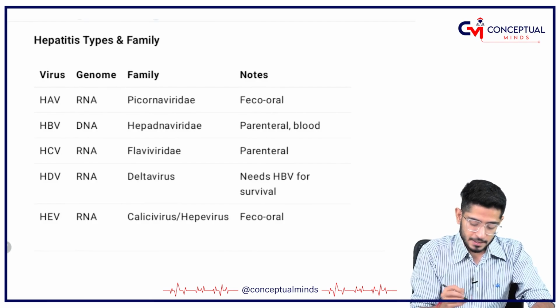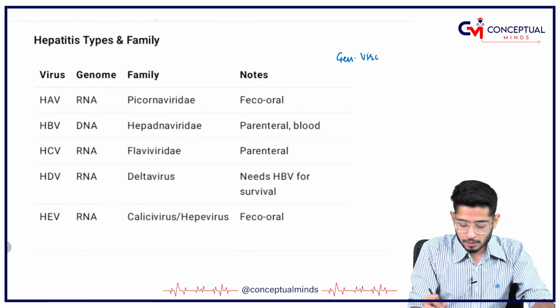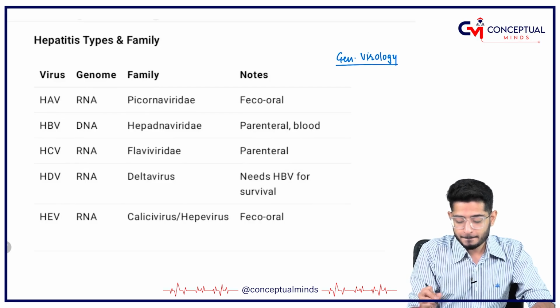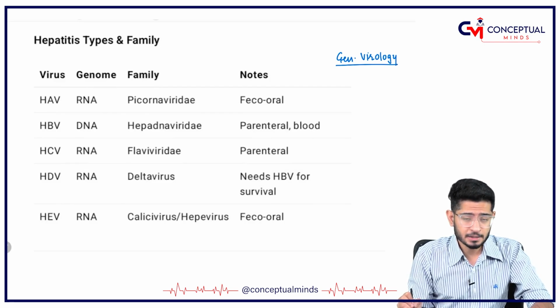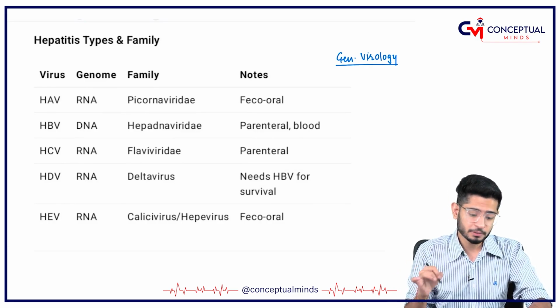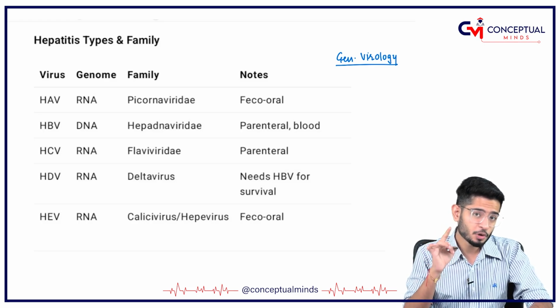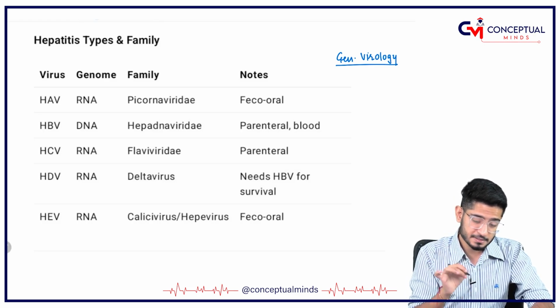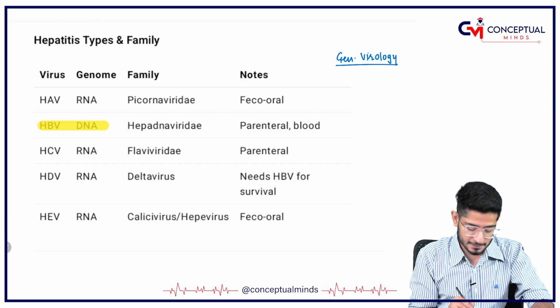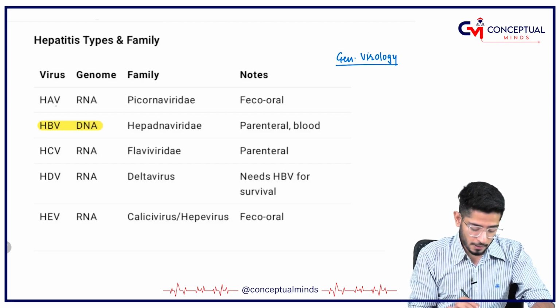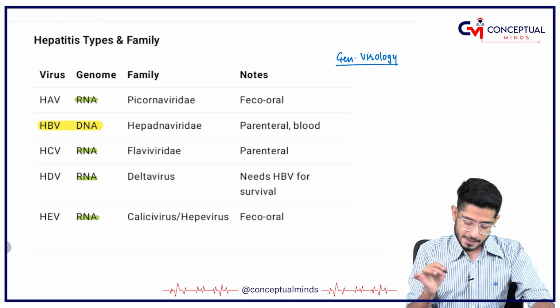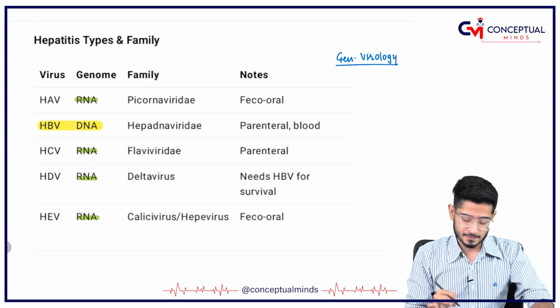So if you remember my general virology notes, I told you that herpes, hepatitis, then pox, adeno, papova, parvo, all these were DNA viruses. But I told you it is not hepatitis, it is hepatitis B, which is a DNA virus. So see, hepatitis B is a DNA virus, rest all the hepatitis are RNA viruses. Rest all the hepatitis are which viruses? RNA viruses.